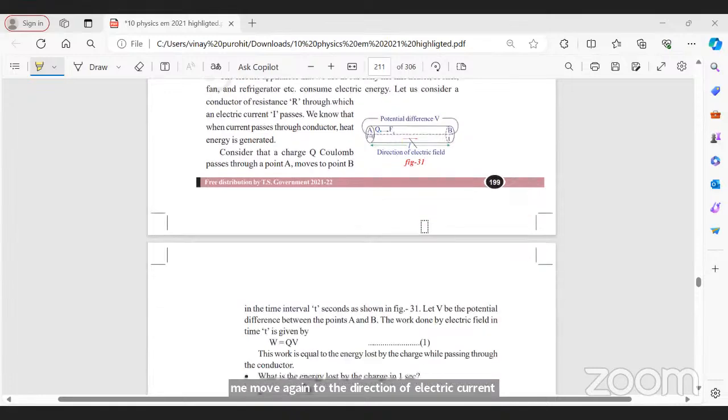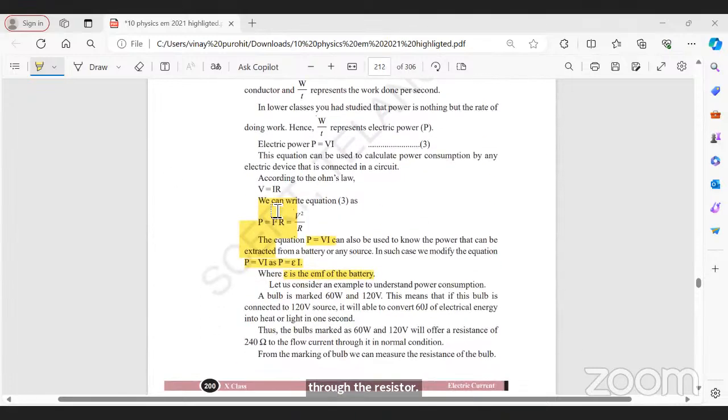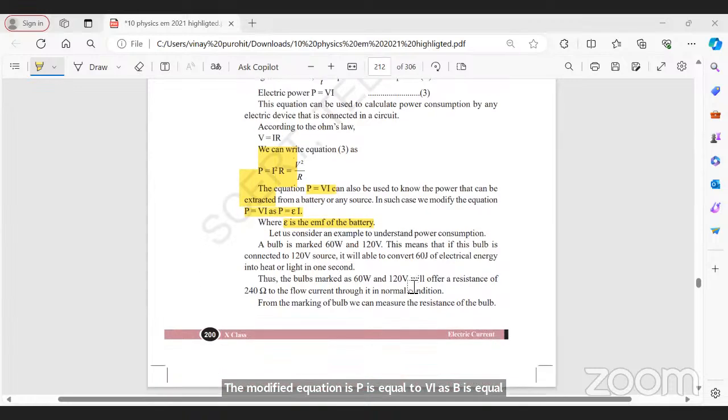Next, coming to electric power. So electric power is defined as P is equals to I square R or V square by R, or we can write P is equals to VI, which can also be used to know the power that can be extracted from a battery or any source. So the modified equation is P is equals to epsilon I. As I have said, epsilon is the EMF of the battery.